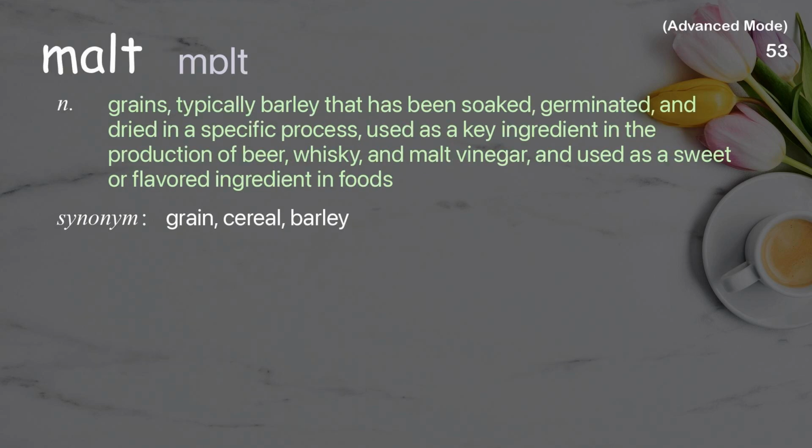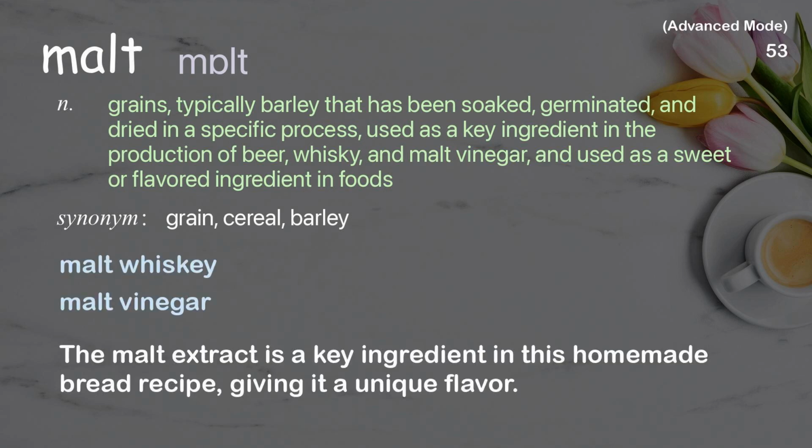Malt. Grains, typically barley that has been soaked, germinated, and dried in a specific process, used as a key ingredient in the production of beer, whiskey, and malt vinegar, and used as a sweet or flavored ingredient in foods. Examples: Malt whiskey. Malt vinegar. The malt extract is a key ingredient in this homemade bread recipe, giving it a unique flavor.